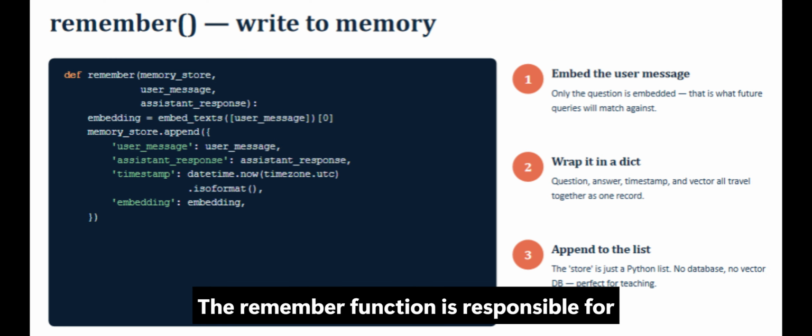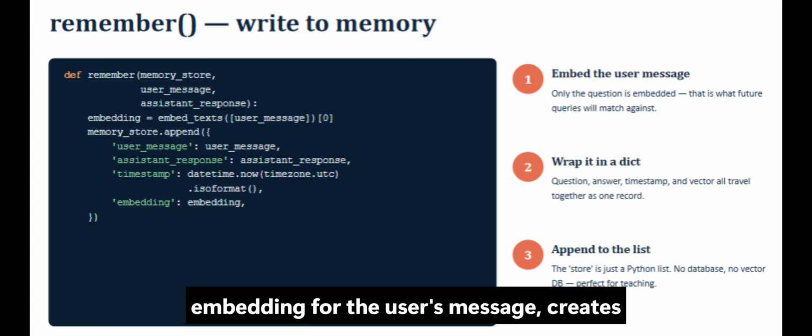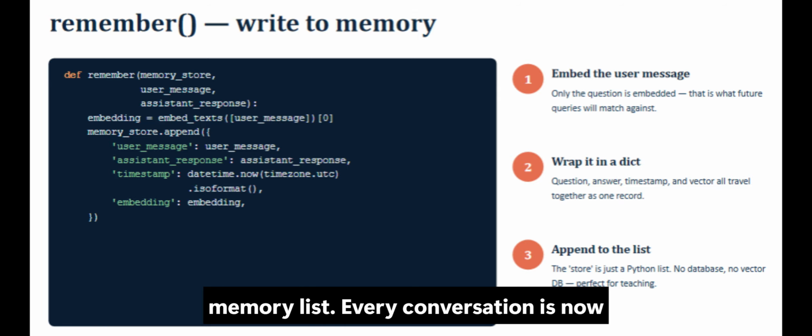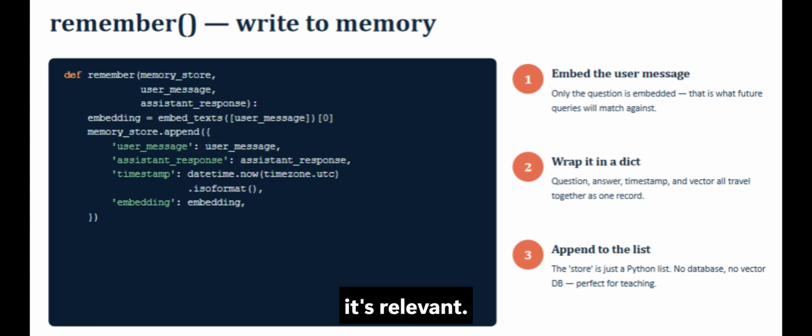The remember function is responsible for writing new memories. It generates an embedding for the user's message, creates a memory record containing the user query, AI response, timestamp, and embedding, and then stores it in our memory list. Every conversation is now saved and can be retrieved later when it's relevant.